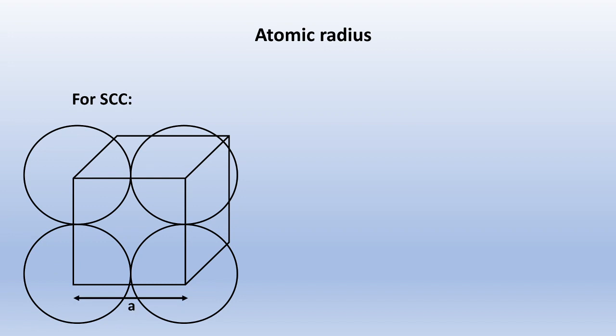and let's suppose that the radius of any single atom is R. So R radius of this and R radius of this becomes 2R for this edge. So from this figure we can clearly see that 2R is equal to A. That means R is equal to A by 2. So the atomic radius for SCC is A by 2, that means half of the edge of the cube, or side of the cube.